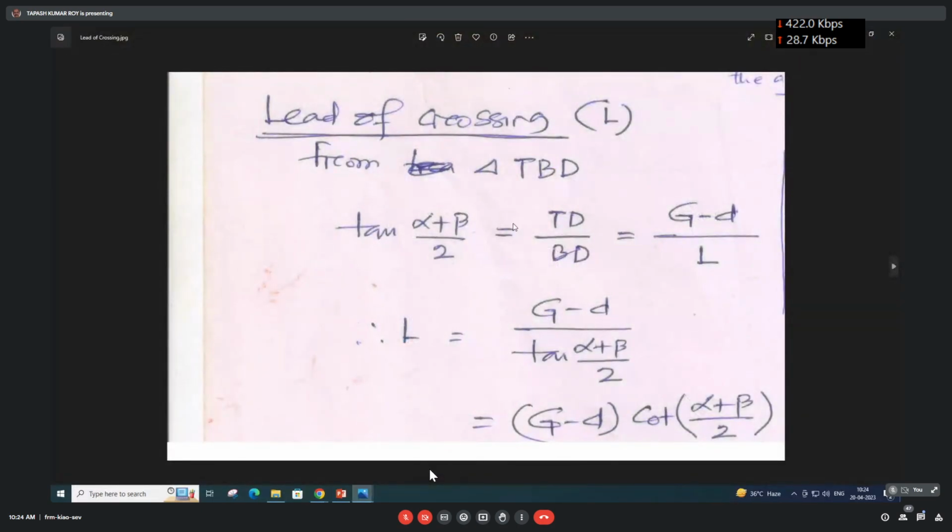Let's consider the angle TBD that I have shown earlier. In there, angle (alpha plus beta)/2 equals TD by BD, equal to (G minus D) by L. So L equals (G minus D) tan((alpha minus beta)/2), or (G minus D) cot((alpha plus beta)/2). Just write it.